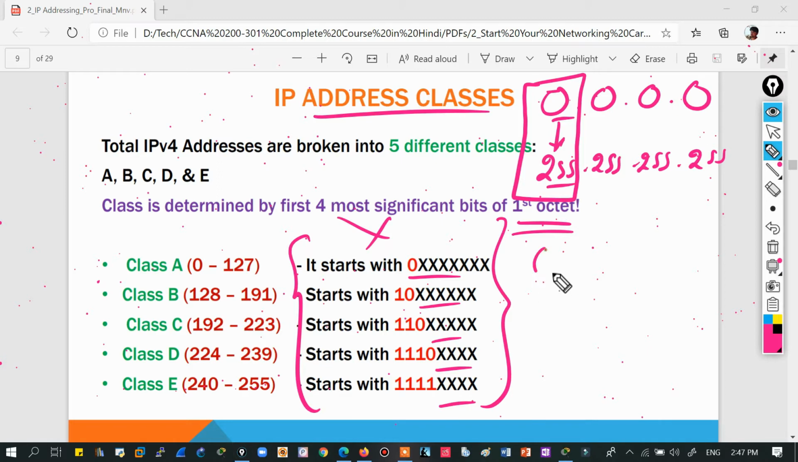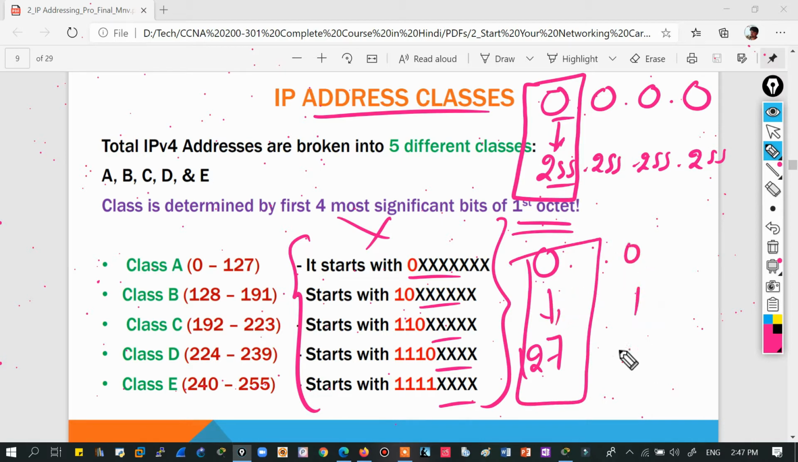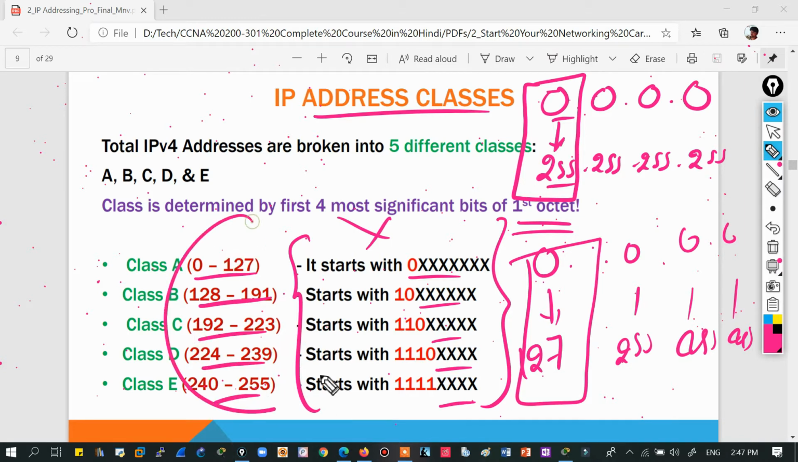So from 0 to 127, class A is defined. It is only for the first octet. In the second, it can be 0 to 255, in the third, again 0 to 255, and so on. So we are just talking about the first octet when we talk about the classes of IP address. The range of class A is this, class B is 128 to 191, class C is this one, and then D and E. So we are only talking about octet 1, right?